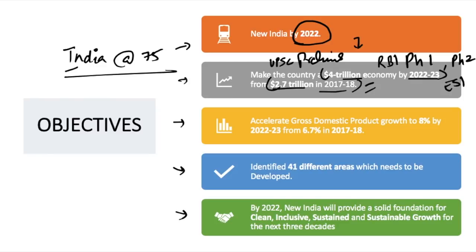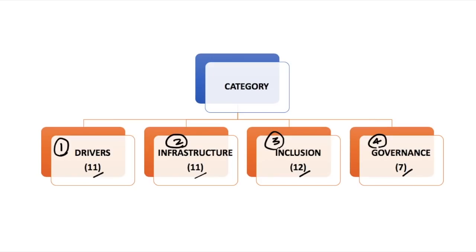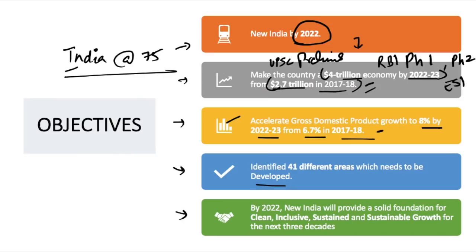The third is accelerate GDP growth to 8% by 2022-23 from 6.7% in 2017-18. I'll be talking about this particular number in more detail later. Identified 41 different areas which need to be developed, and these are the ones that have been mentioned here: 11 subparts of infra, 11 subparts of drivers, 12 subparts of inclusion and 7 subparts of governance. These are all different areas which need to be developed.